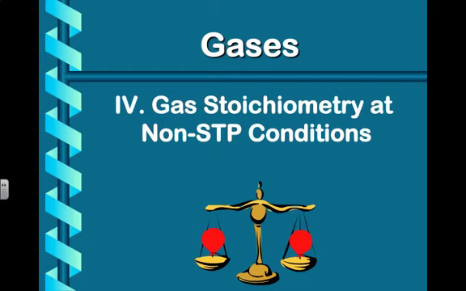So we already know how to convert to liters of a gas or moles of a gas when it's at STP. We know that 1 mole is equal to 22.4 liters. Well, when it's not at STP, we're going to have to use a combination of stoichiometry and the ideal gas law.